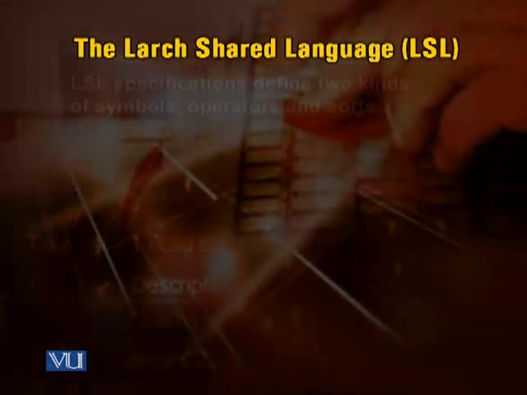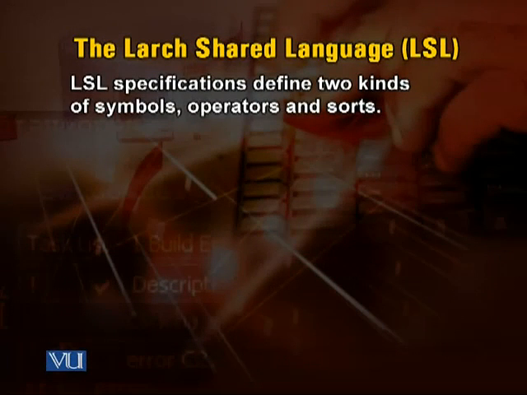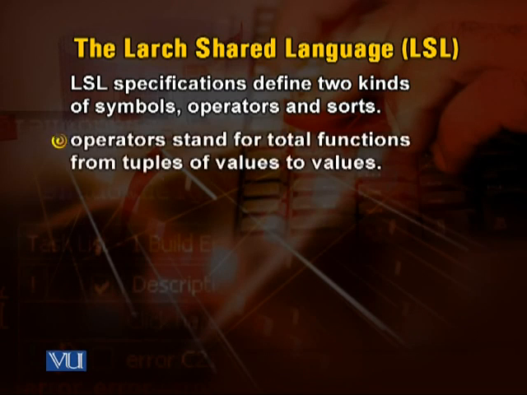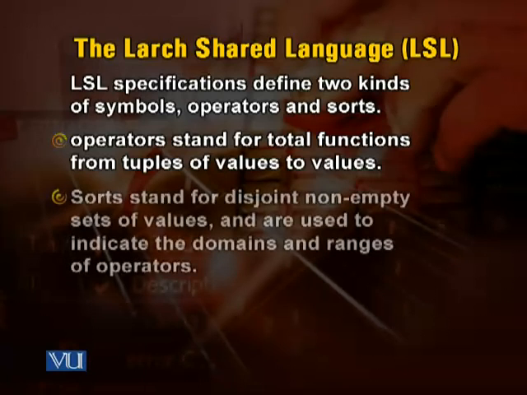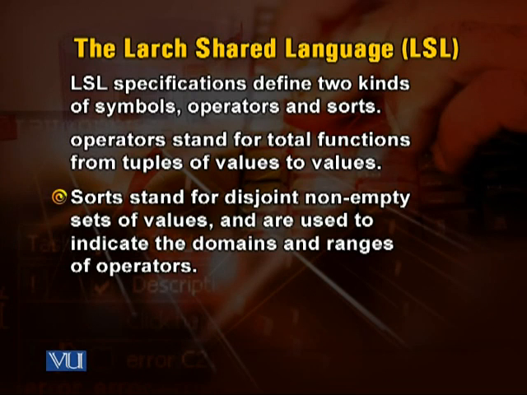Now let us look at the large shared language in more details. LSL specifications define two kinds of symbols: operators and sorts. Operators stand for total functions from tuples of values to values, and sorts stands for disjoint non-empty sets of values and are used to indicate the domains and ranges of the operators. Operators are our functions, our operations that we can perform, and sort is the type जो इससे पहले हम algebraic specifications में देख चुके हैं.